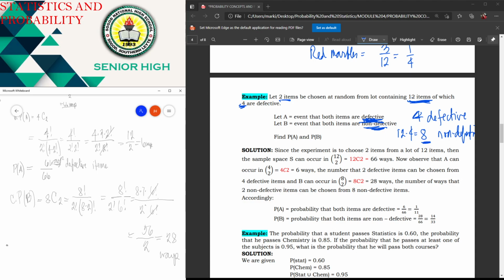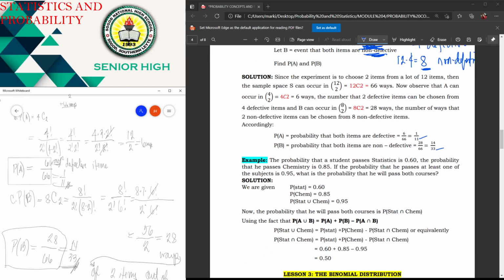So the probability of B is equal to 28 over 66. Again, how are we going to explain this 28? There are 28 ways we can get 2 items out of 8 non-defective. So that's why we have the probability of B, which is 28 over 66, and the probability of A is 6 over 66. Simplified, that is equivalent to 1 over 11. So that is how you're going to get the probability.